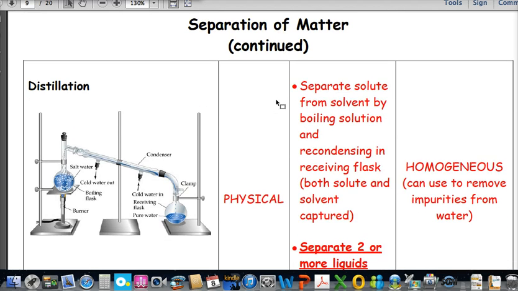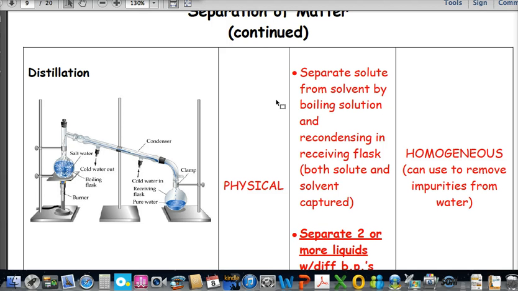A couple of less common things are, one is called distillation. Distillation is generally used when you are trying to separate a homogeneous mixture which is composed of two or more liquids. And how does that work? Well, it works because the two liquids have to have significantly different boiling points. For example, if I wanted to make a mixture of water and alcohol, they are both clear liquids. It's hard to tell them apart. But they do have very different boiling points.